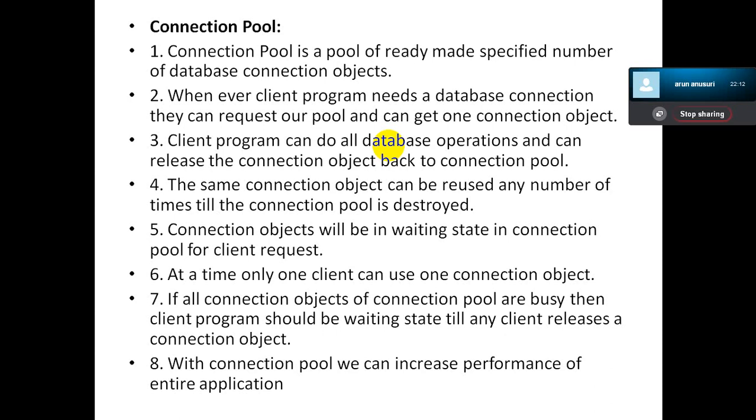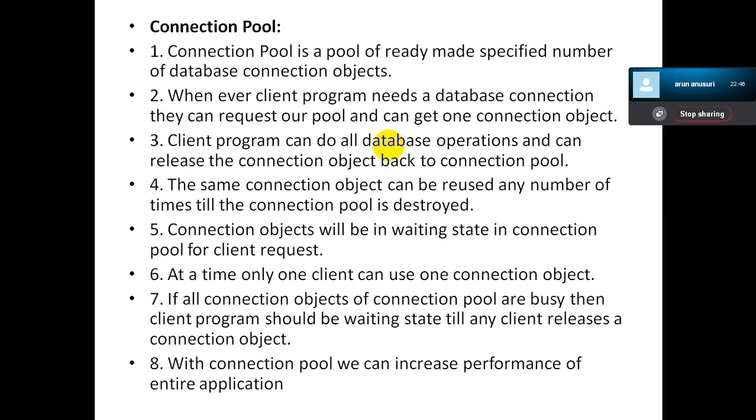So instead of opening a new connection object every time ourselves, we get one connection object from the connection pool and return it whenever our usage of the connection object is done, so that it can be utilized by other applications. Client programs can do all database operations and release the connection object back to the connection pool. The same object can be reused any number of times till the connection pool is destroyed.